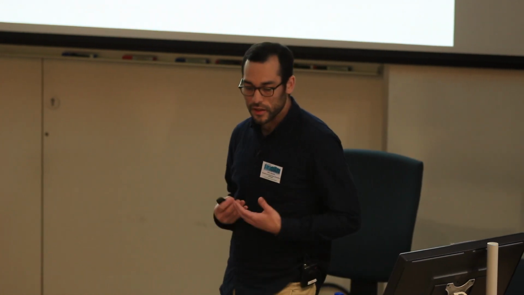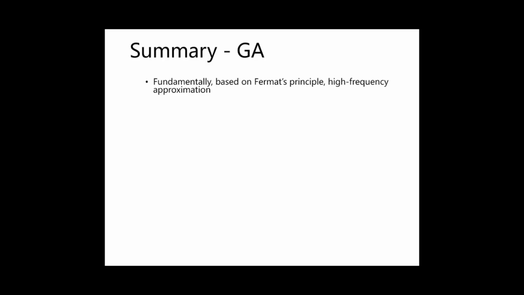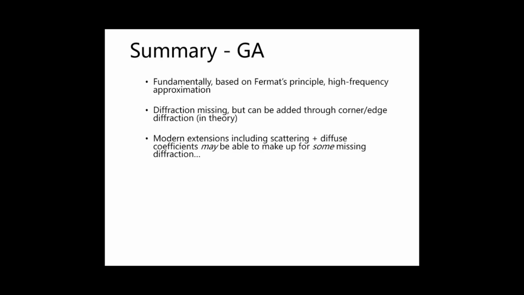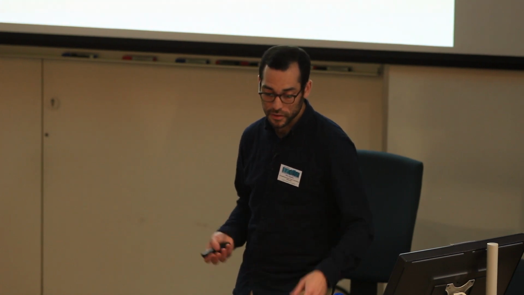To summarize geometrical acoustics, fundamentally it's based on Fermat's principle. It's a high-frequency approximation. Diffraction is missing in the classic geometrical acoustics by definition. You can add it in, which can get complicated. Modern extensions have been developed to include scattering and diffuse coefficients, so they might work. They might make up for some missing diffraction at the walls.